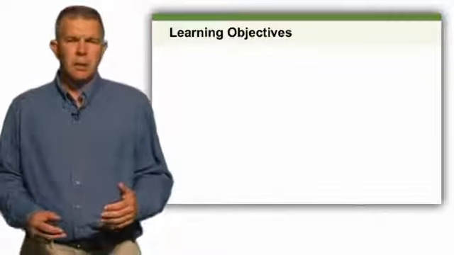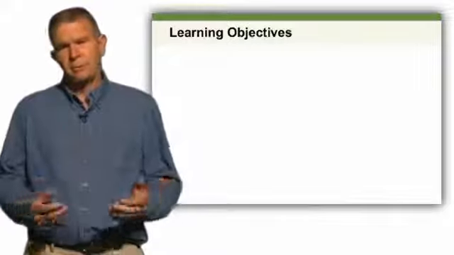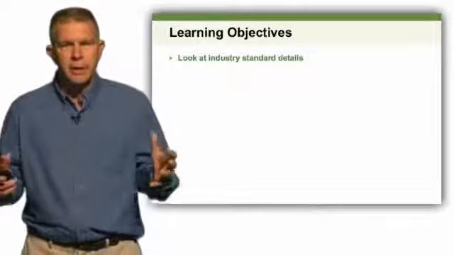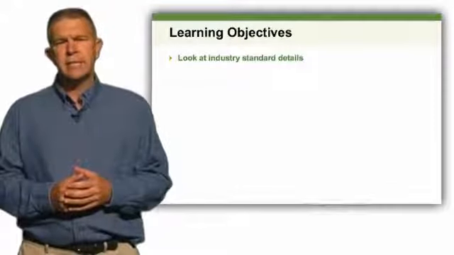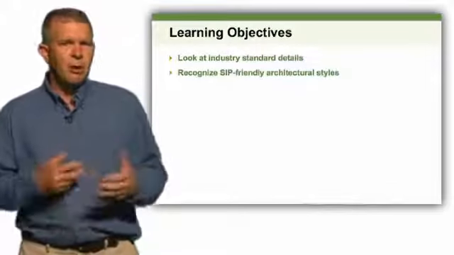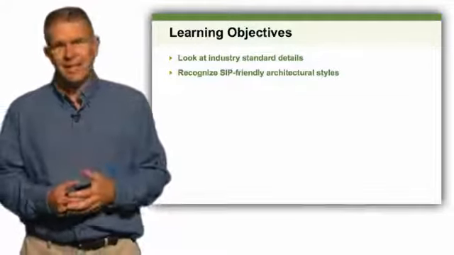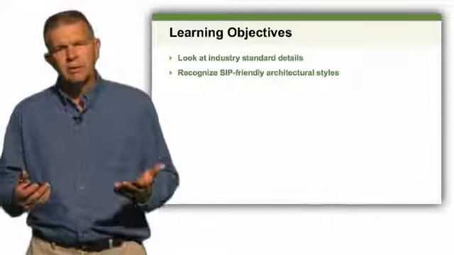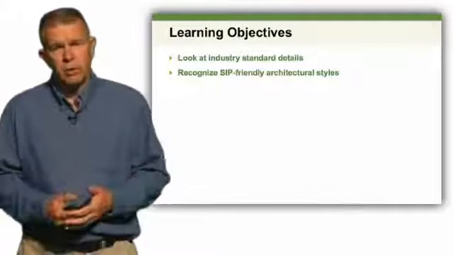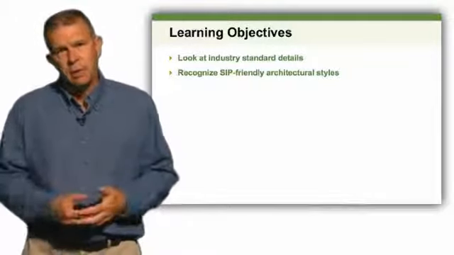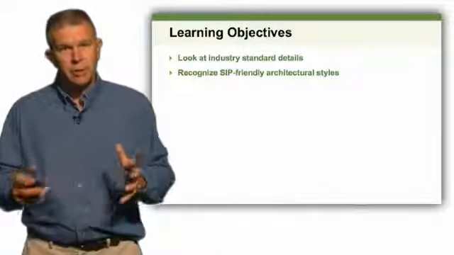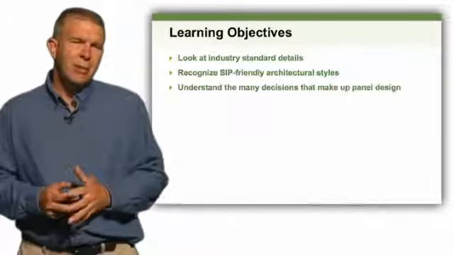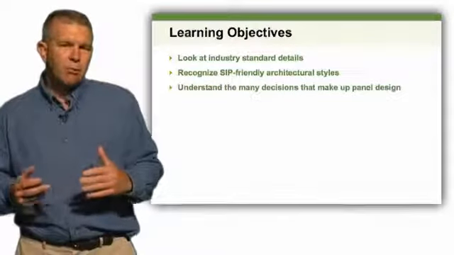Of course, a list of those objectives: we're going to be looking at basic industry standards. We're going to look at the entire industry and look at the most commonly used standard details. We're going to talk about how to recognize a SIP-friendly design. So when we look at a set of architectural blueprints, we know whether or not we've got a design that is friendly towards SIPs and whether or not we can effectively put SIPs into that package and create what the architect has drawn.